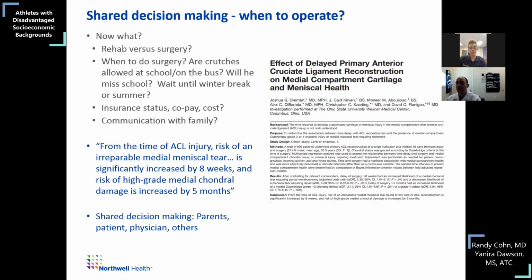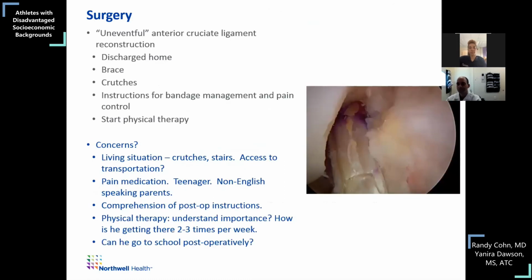We know that delay from injury to surgery with an ACL tear can lead to further risk. We can see condylar damage as early as 8 weeks, meniscal damage as early as 5 months or sooner after surgery. And the parents need to understand that while it may be best for the family situation to wait until summer break for this surgery, that may not be in the best interest of their child and his knee. And this is a shared decision-making that must be done with the patient, his family, and again, in a language that they understand. It brings into issue, again, that discussion of health literacy.